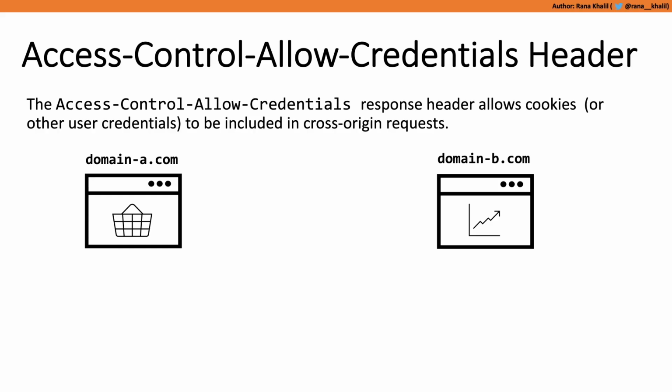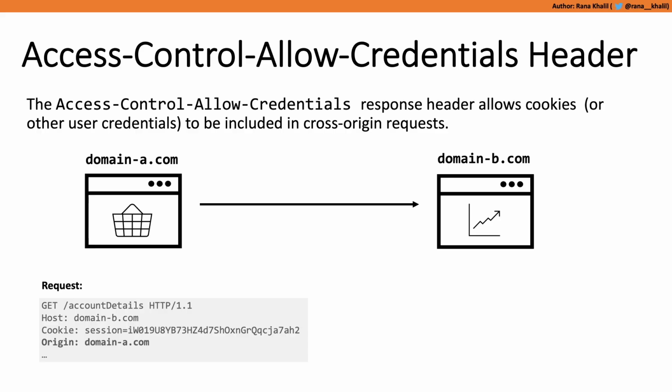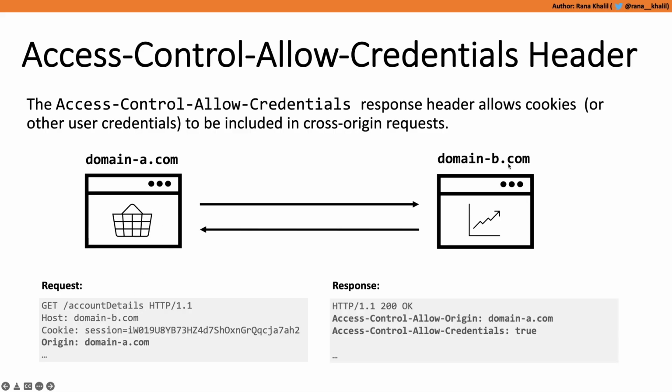So imagine you've got our same applications, domain A and domain B. Domain A needs to access an authenticated page in domain B. So let's say it's an account details page, which only authenticated users can access. So in order for domain A to be able to access domain B, both headers need to be configured in the domain B application. So you've got the access control allow origin header that says domain A is allowed to access my resources, but you've also got the access control allow credentials header set to true, which says that you're allowed to pass credentials in the request. And therefore, domain A is able to access authenticated resources from domain B.